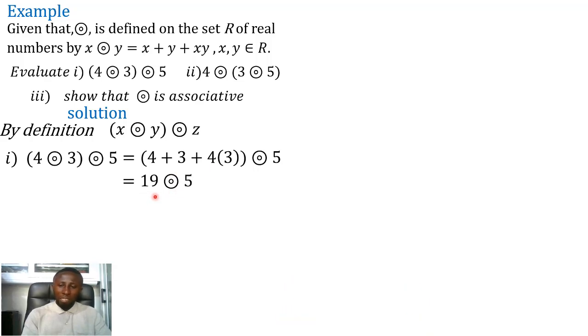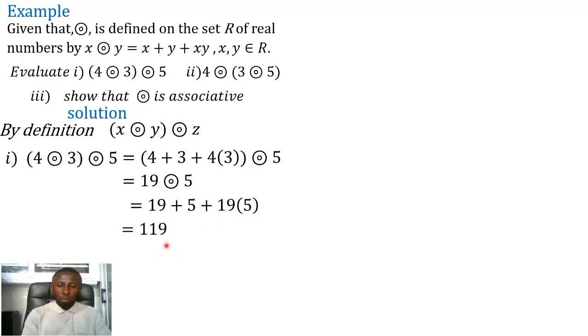So like we did earlier, 19 operation 5, and we said that this is x operation y. So here the 19 is now our x, and the 5 here is now our y. So whenever you see x, again, just put 19 there. Whenever you see y, just put 5 there into this definition. So this is what we said, right? x, y, x, y.